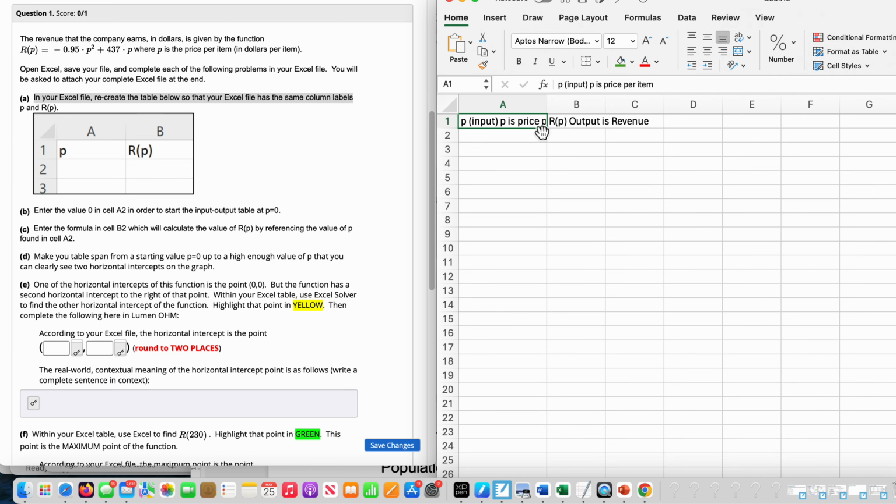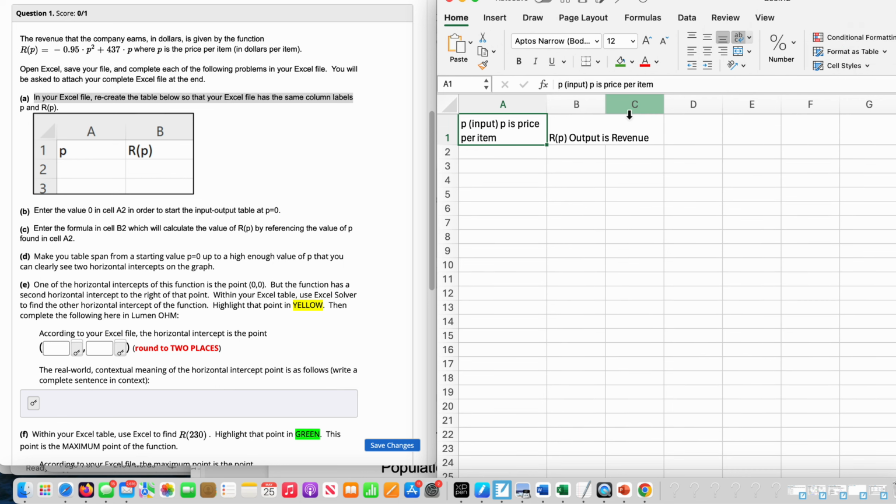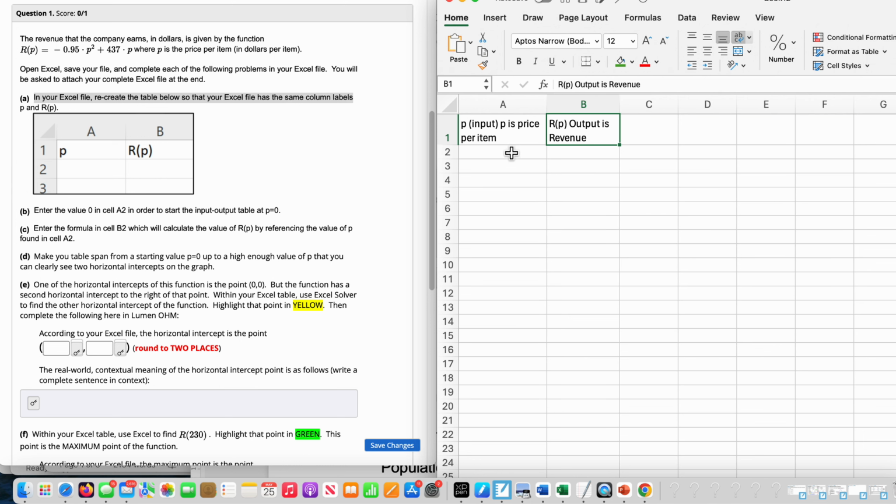Wrap text. Okay, and if I do the same thing here, I've got my R of P, my revenue function is the output. So I input price here and I output revenue here. Okay, so I'm going to read what it says next. It says enter the value of 0 in cell A2 to start the input-output table. So here I'm going to enter 0.